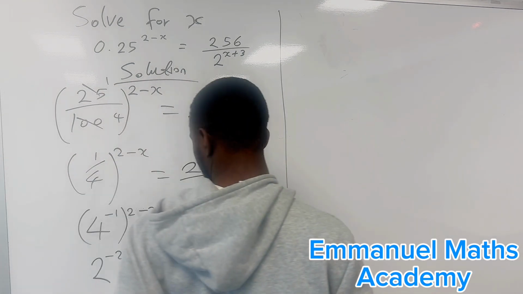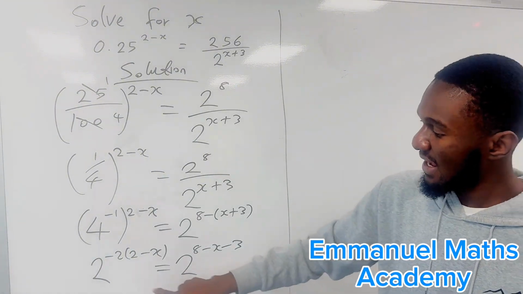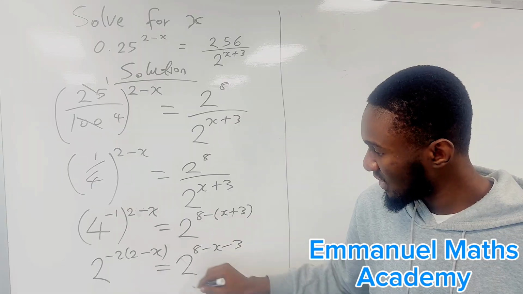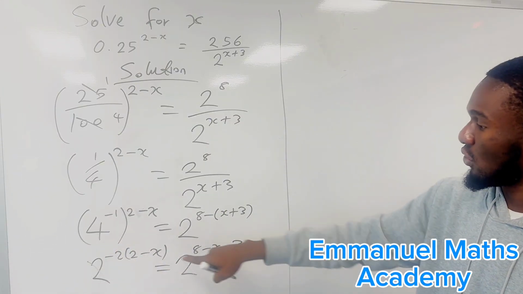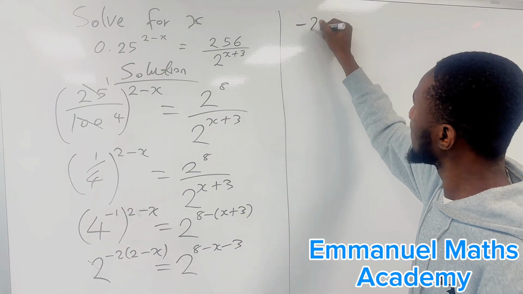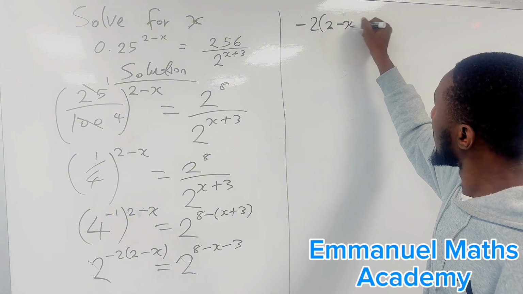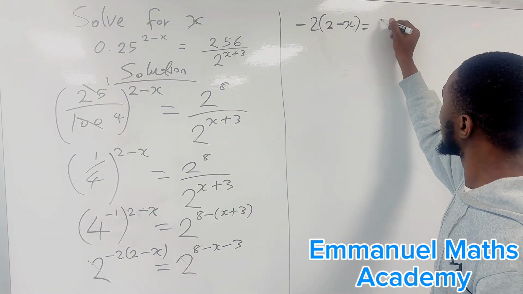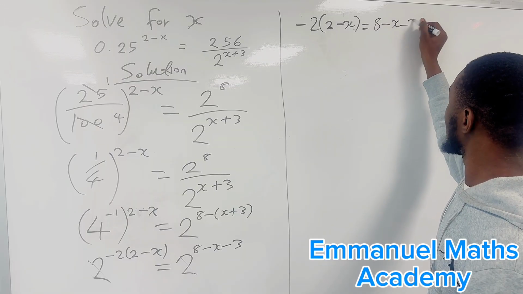Hence, from this, since they are having the same base, 2 and 2, 2 can actually cancel 2, and you equate the power. If you equate the power, you have what? Minus 2 into 2 minus x equal to 8 minus x minus 3.